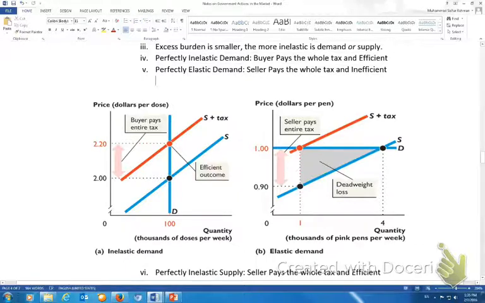Let's now move to the second graph in this picture. In the second one, what we have is a perfectly elastic demand curve. It's a horizontal demand curve. Our original supply curve is the blue one. So in the original situation before the tax, the market equilibrium quantity was 4. The market equilibrium price was $1. When the supply curve shifts up as a result of tax, equilibrium quantity goes down. Now that's a very important point.